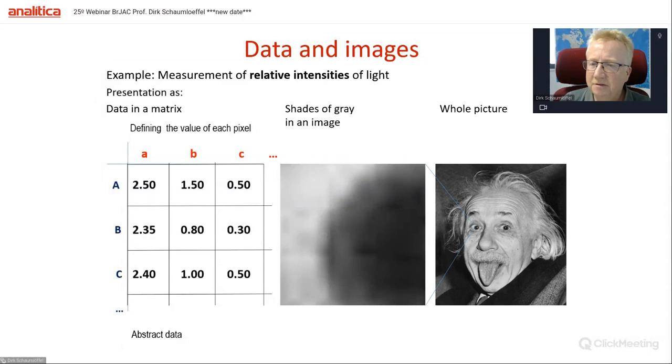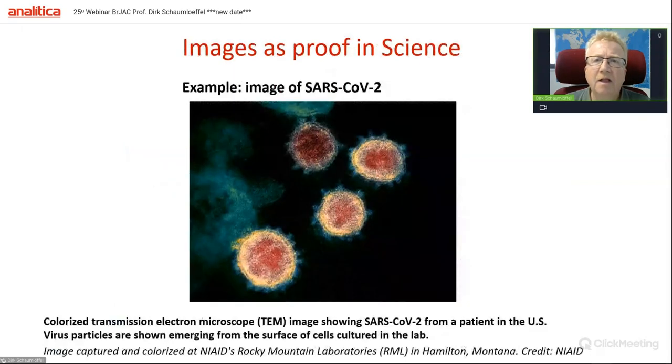In fact, it is this gentleman here. And now we see the whole picture. And I think with 100,000 pixels, you can absorb the whole information. So images allow us to absorb the whole information quickly. And also images are used as proof in science.